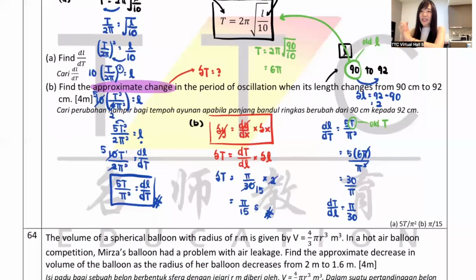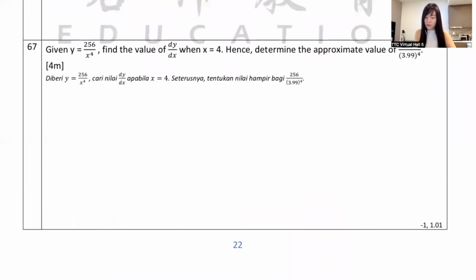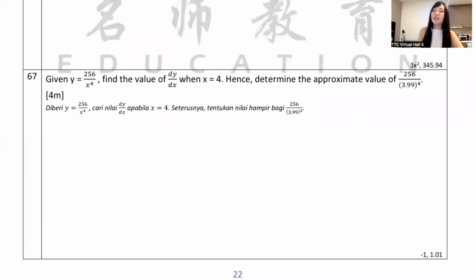So guys, move on, yeah? So far, is everyone okay? Until here, get the idea of rate of change, get the idea of small change, right? I repeat: rate of change uses the chain rule, small changes use the formula. Can? Move on. 5, 4, 3, 2, 1. Question 67, a very special one. Never mind, I do the non-special part first.